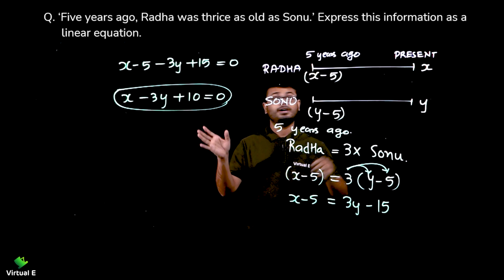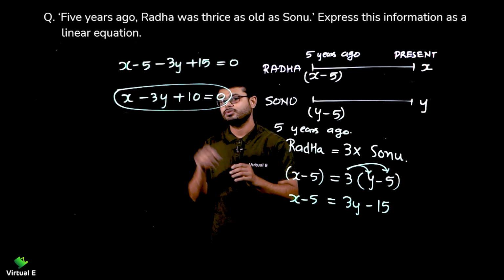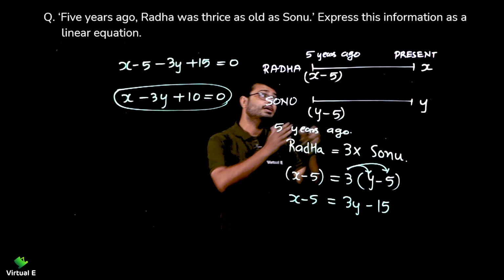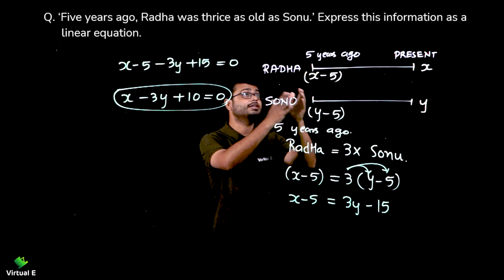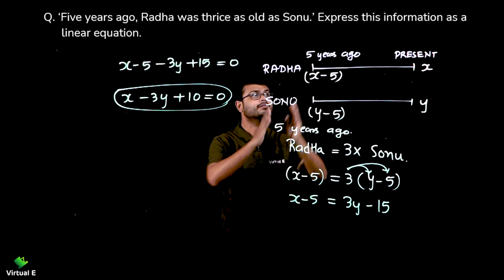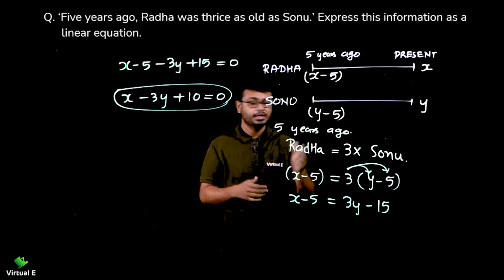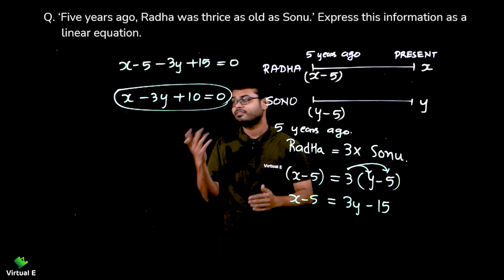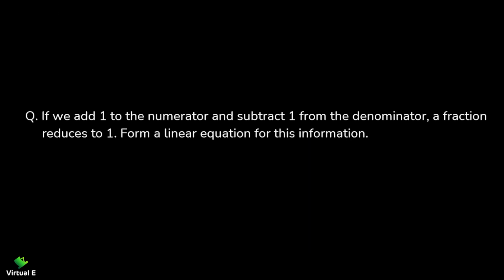Remember, X and Y are their present ages. X is for Radha and Y is for Sonu, in years. So how did we do it? We assumed the present situation, then we went to the past situation, meaning subtract 5. Then we have the relation that's given, make the equation, simplify further and get the linear equation in two variables. Let's do one more problem.